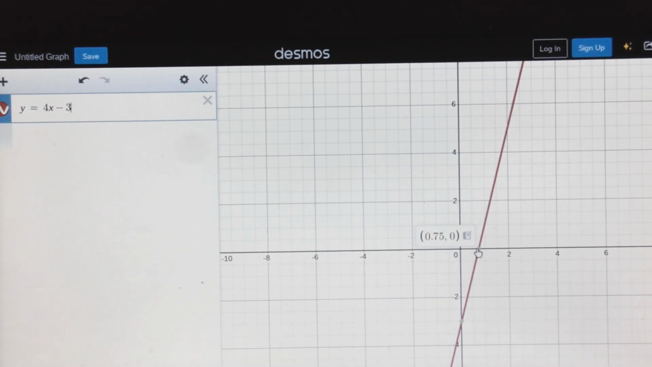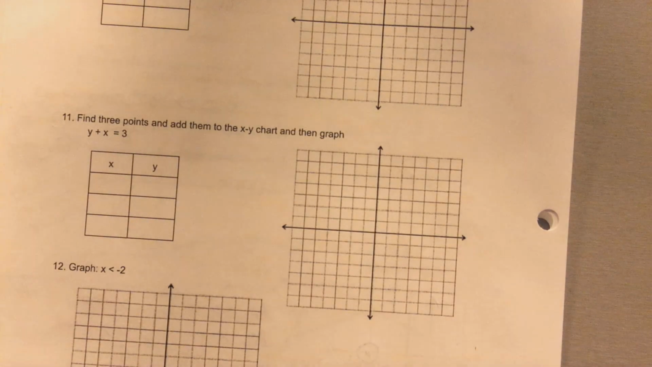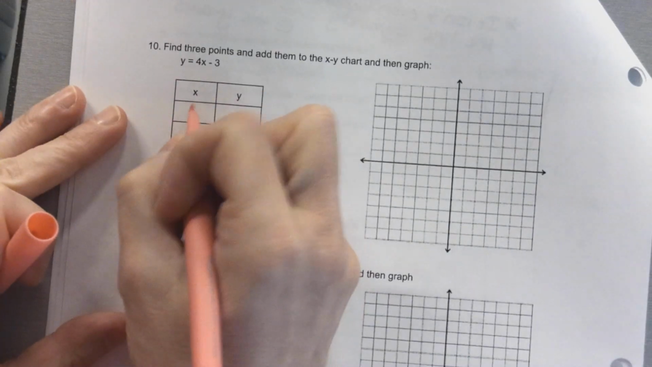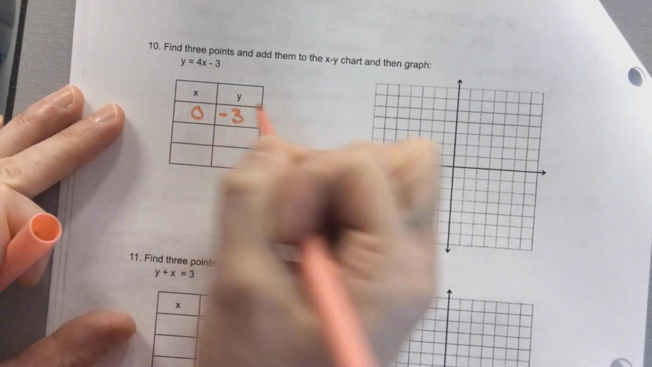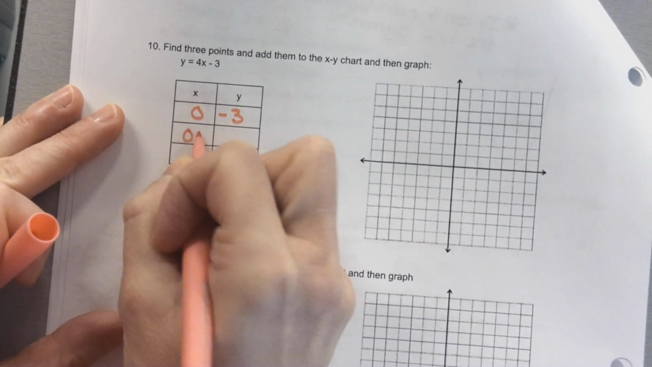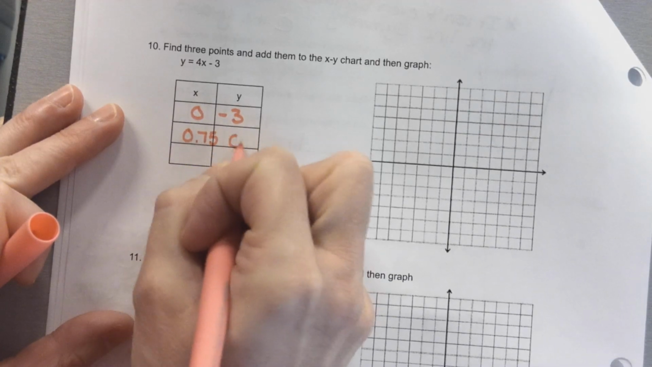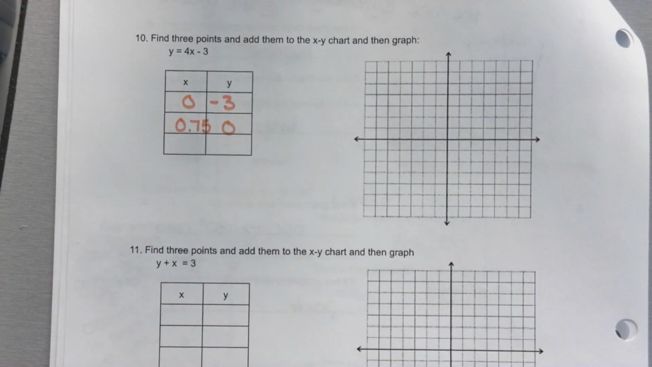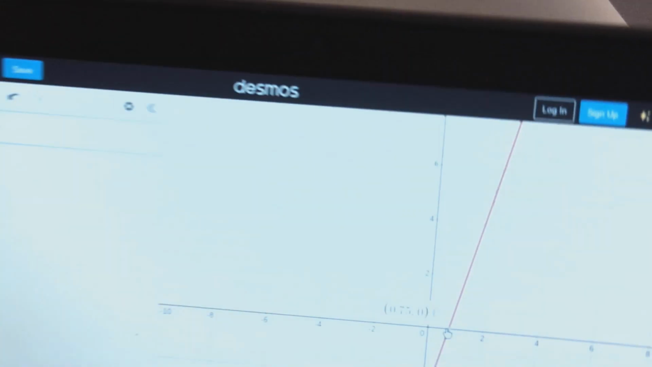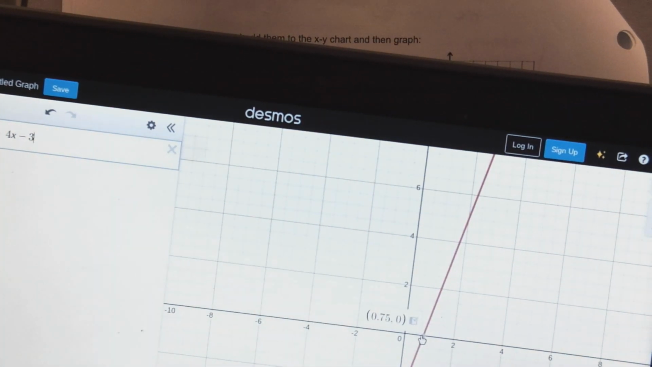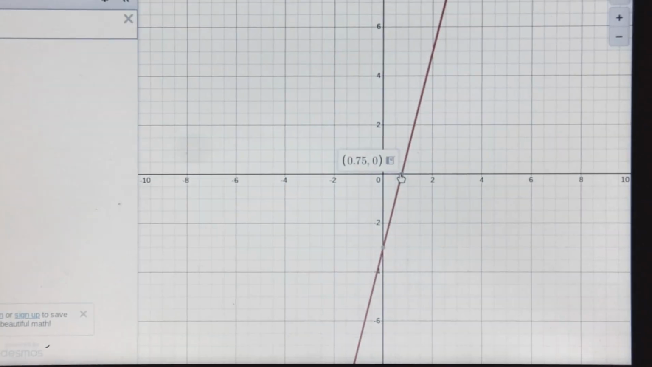-3, and I see 0.75, comma 0. So I'm going to start by writing those two down because those can be two of my points. So I've got 0, -3, and I've got 0.75, comma 0. And then I would like to find one more point.